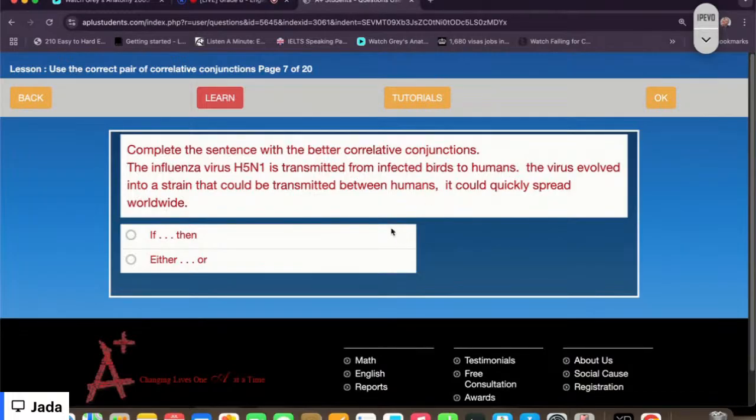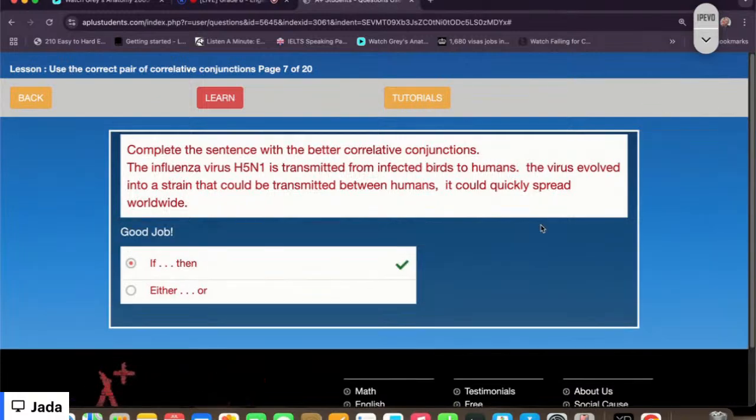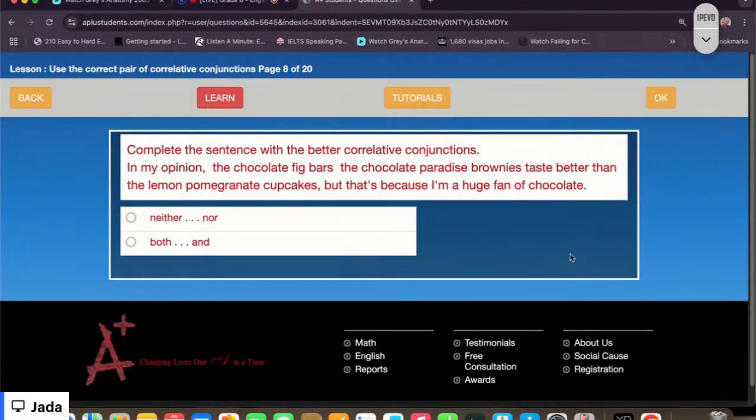Okay, so if then, okay. In my opinion, the chocolate fig bars and the chocolate paradise brownies taste better than the lemon pomegranate cupcake. But that's because I'm a huge fan of chocolate. Which of them?